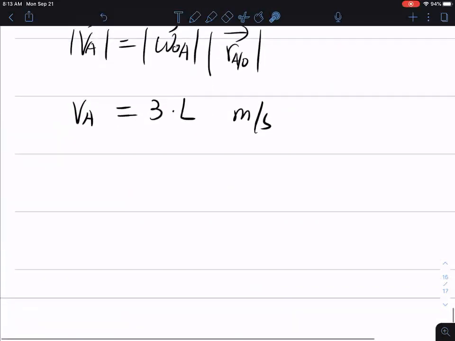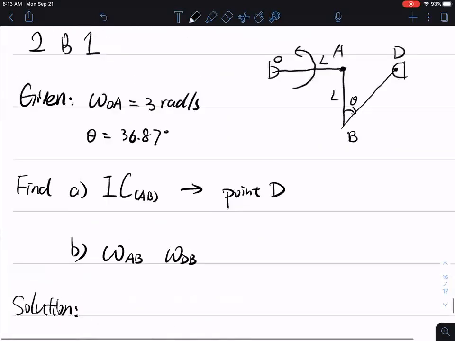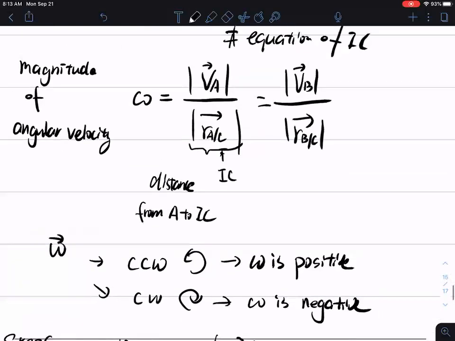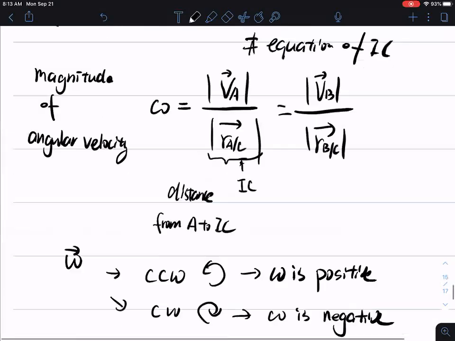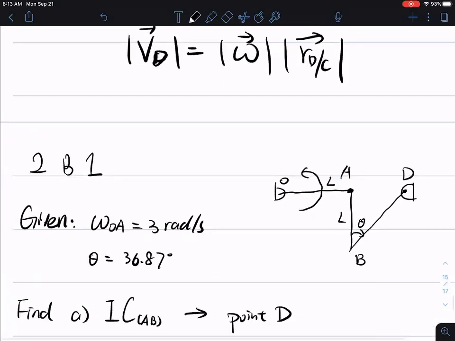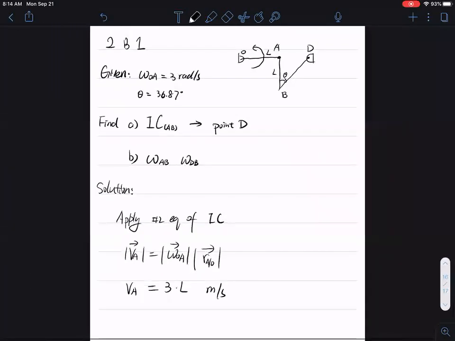Okay, now we know one point. We can go back to apply the equation from step 5. We can apply that equation to find omega AB, which is the next rigid body. So let's apply: omega AB can be solved as VA divided by the distance from point A to which point?